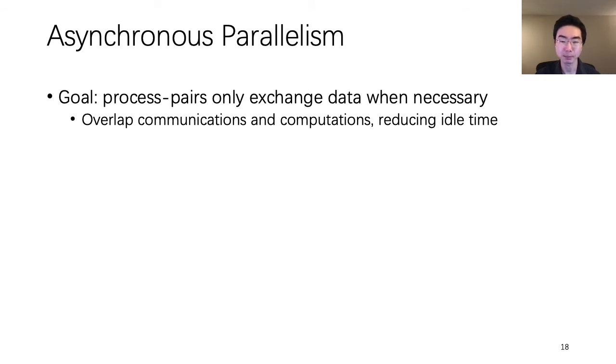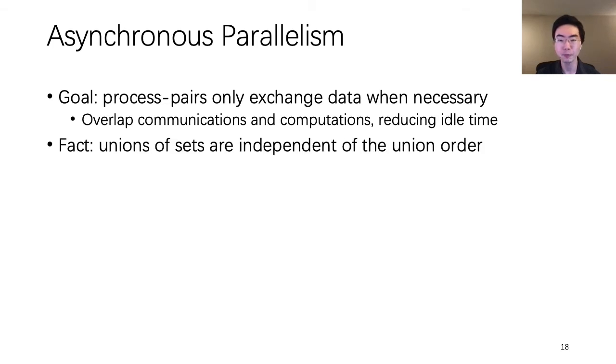To allow process peers to only exchange data when necessary, we replace global synchronizations with asynchronous parallelism for the distributed union-find algorithm. The asynchronous parallelism overlaps processes' communications and computations, leading to the reduction of idle time. Although asynchronous parallelism causes the set unions to be performed with an arbitrary union order, a fact is that unions of sets are independent of the union order.